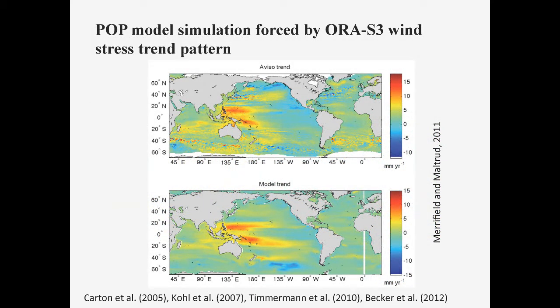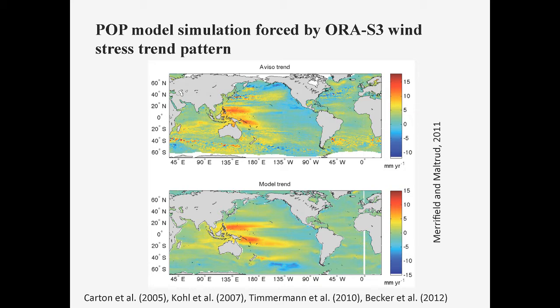So a high-resolution POP model was run by Matt Maltrud at Lawrence Livermore Labs, the National Labs in Los Alamos. And so again, here's the trend from AVISO. And this is the reconstruction of the sea surface height trend using those ORAS3 trends we saw before. So just by this trending wind stress, you were able to get most of the features you see in the SSH trend in the North Pacific. So the high rates in the Western Pacific, low rates, although not as accentuated, on the Eastern Pacific, and even some of the higher latitude features show up as well.